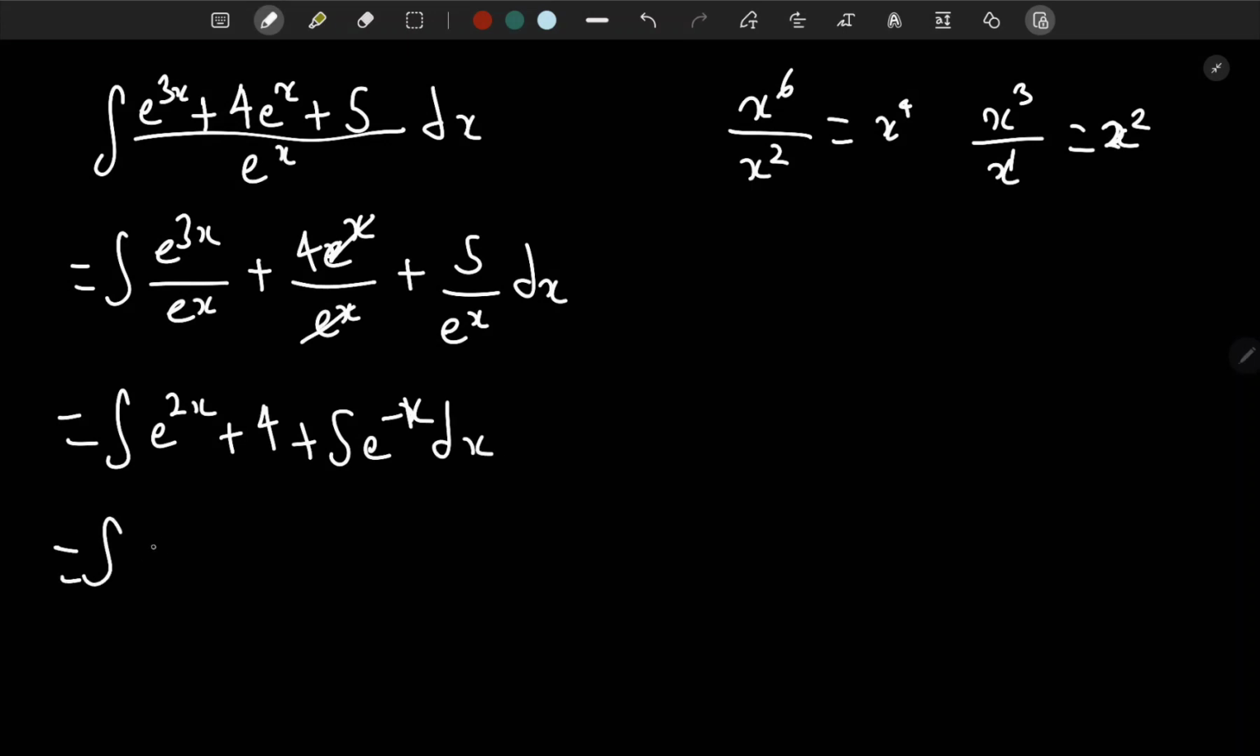So this is going to be e to the power of 2x divided by the derivative of 2x, which is 2. This is just going to be plus 4x plus 5 e to the power of negative x over the derivative of negative x, which is negative 1, plus c.